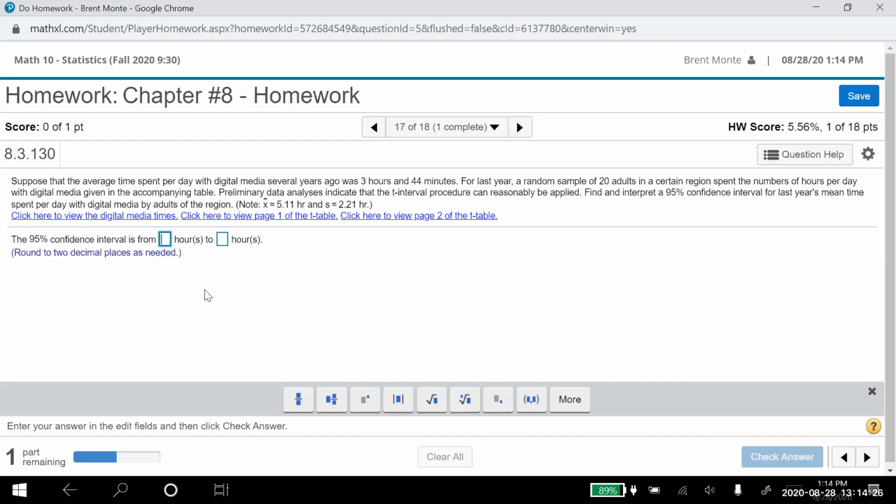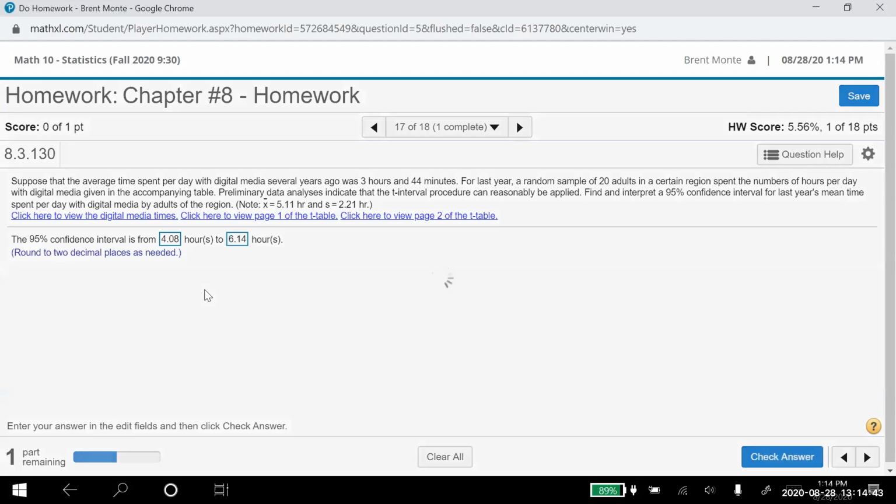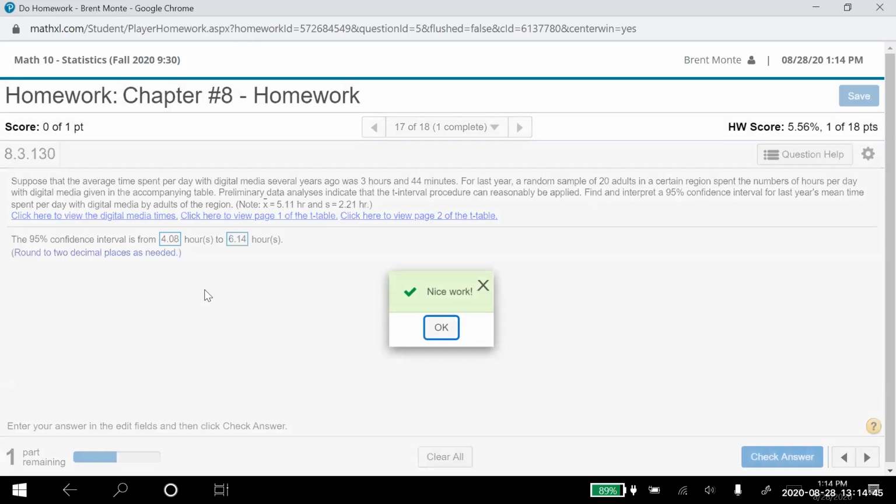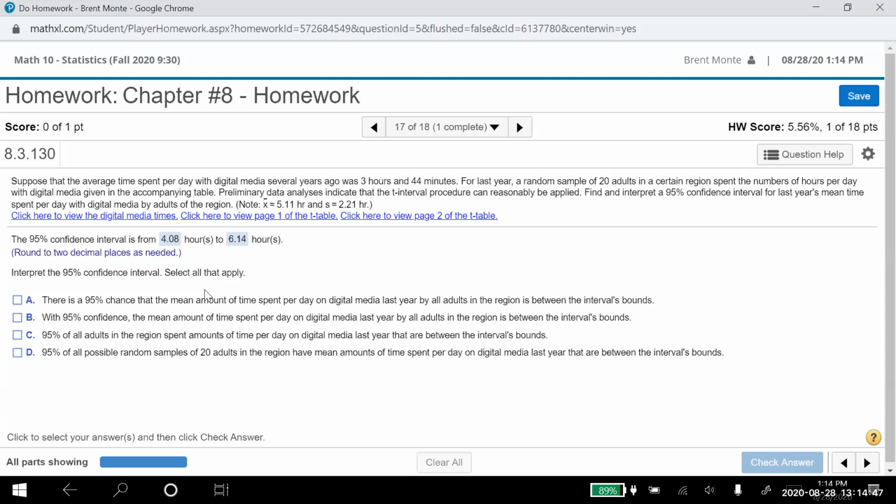So the 95% confidence interval to 2 decimal places, I had 4.077, so 4.08. And the other side was 6.142, so I just leave it at 6.14. And we got it. So easy as that. Now they say interpret, select all that apply.